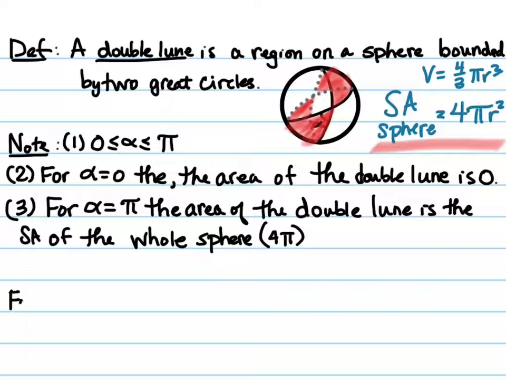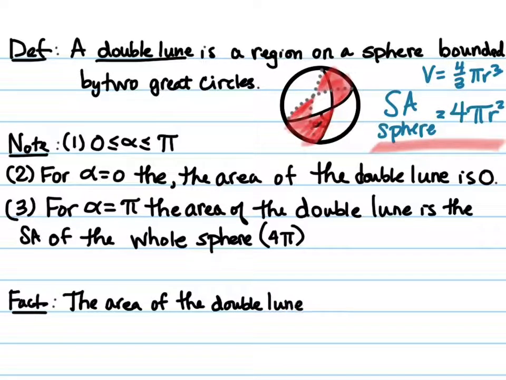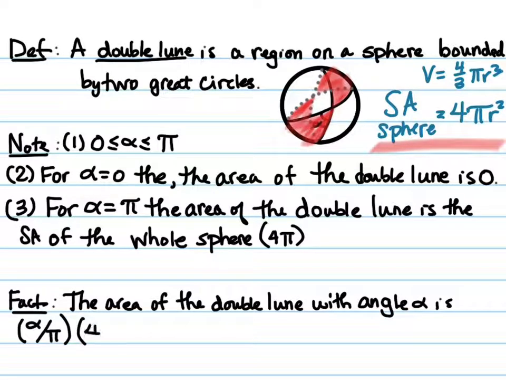Okay. Fact. The area of the double lune with angle alpha is alpha over pi times 4 pi, which ends up being 4 times alpha.